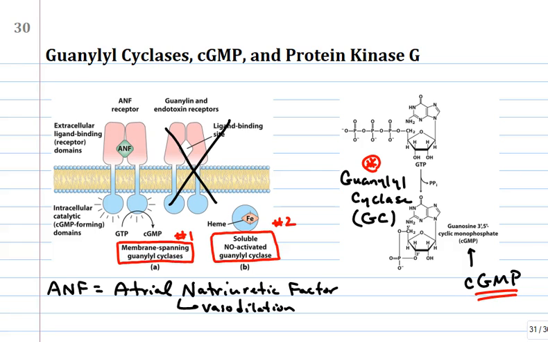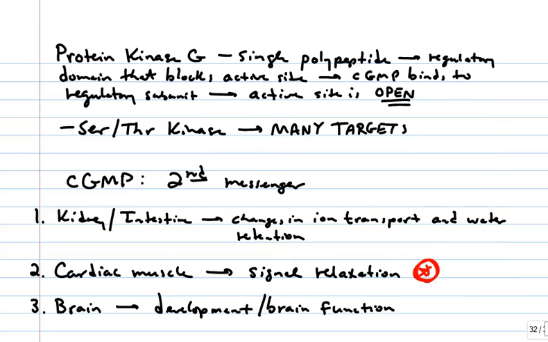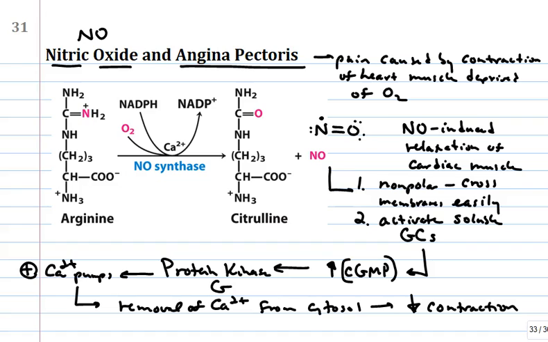Cyclic GMP binds to the regulatory domain of protein kinase G. It opens up the active site, and then protein kinase G, in an ATP-dependent manner, can phosphorylate a variety of targets. And the one target that we just talked about, on page 31, was activating calcium pumps, which leads to the removal of calcium from the cytosol and decreased contraction.